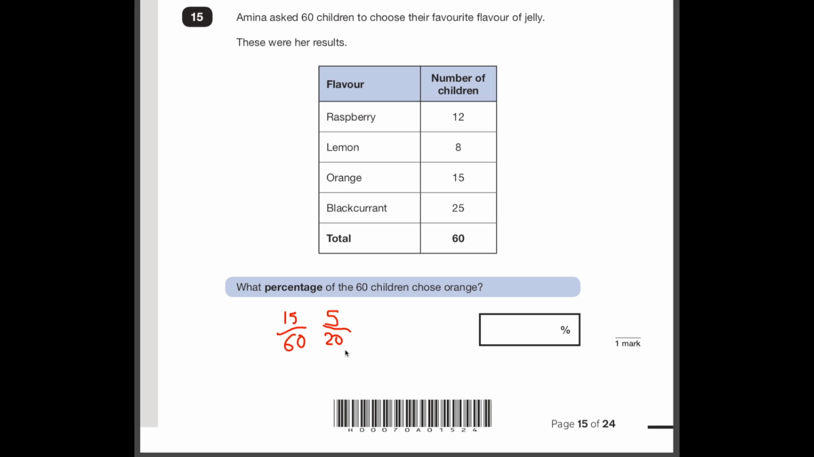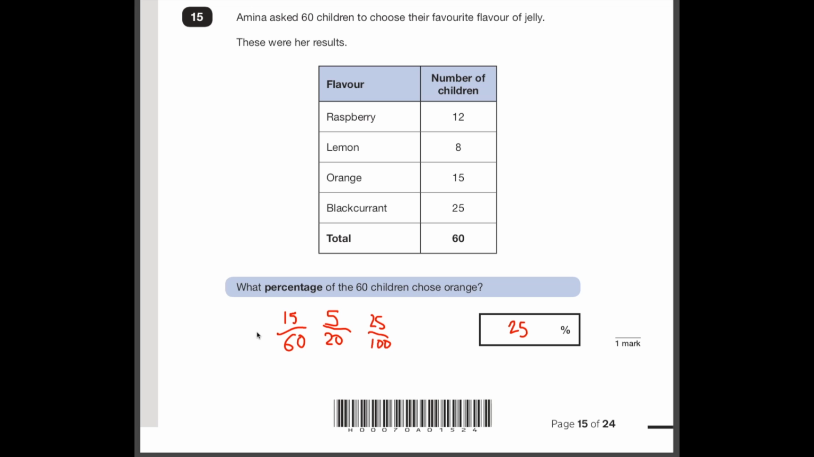Now at this point we can turn this into hundredths. We can multiply the top and the bottom by 5. If we do that, we will end up with 100 at the bottom, which means it's going to be easier to convert to a percentage. So let's do that. We're going to multiply by 5. 5 times 5 is 25, and 20 times 5 is 100. Now this is really straightforward. This is just 25 out of 100, which is 25%.